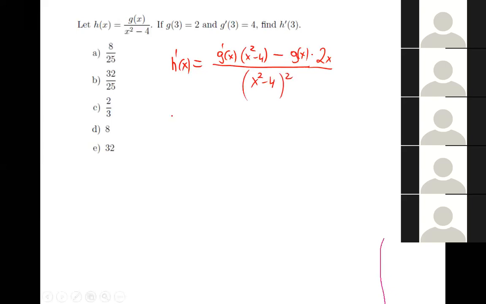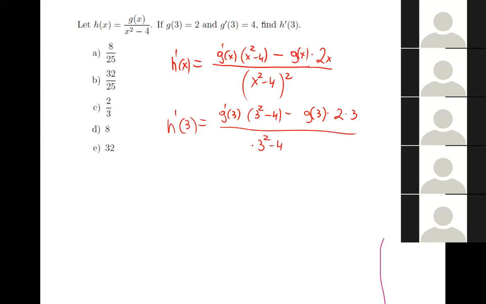Hopefully you remember the formula. And now it's just the arithmetic. The first step is important, please do not make a mistake. And then we can just substitute 3: g prime at 3 times 3 squared minus 4, minus g at 3 times 2 times 3, over 3 squared minus 4, squared. g at 3 is 2, g prime at 3 is 4, 9 minus 4 is 5, this is 2 times 6, and this one is 5 squared, 25. Oh, who can tell me the answer?